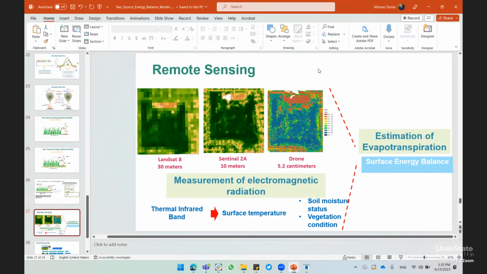Now, there are models like METRIC and SEBAL that need what are called anchor points.